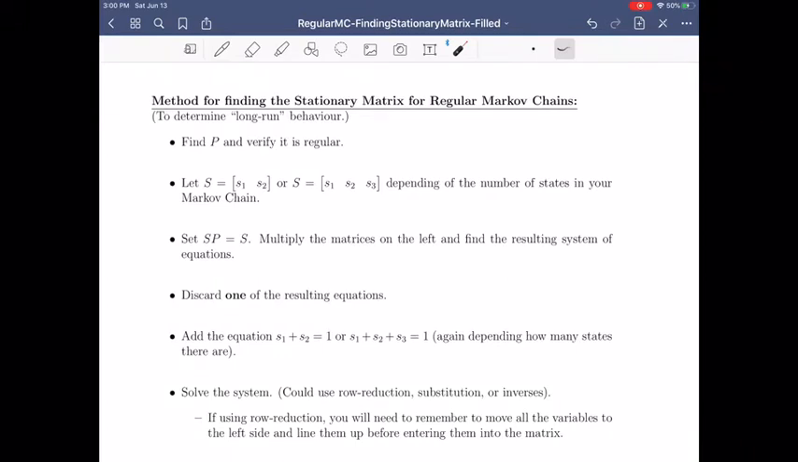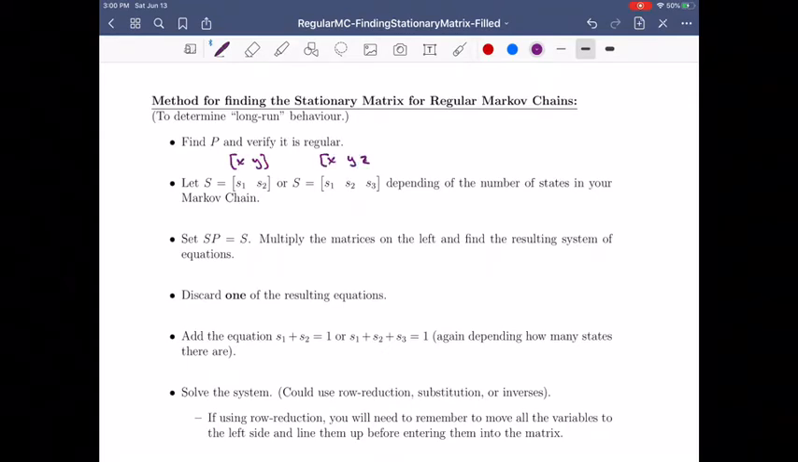Okay, I called them S1, S2, S1, S2, S3. If you want to use X, Y or X, Y, Z or whatever, go ahead. It depends on how many states you have, which one you use. It could be more. It could be 4 of them. So that you know the stationary matrix exists.